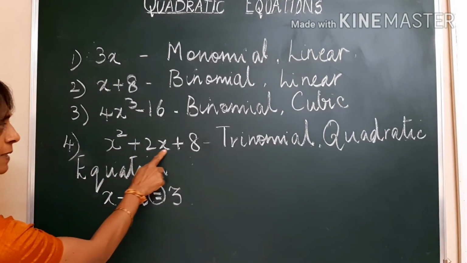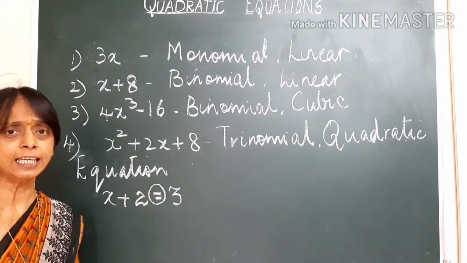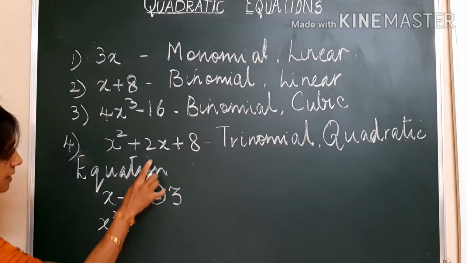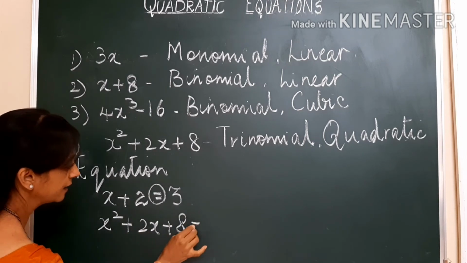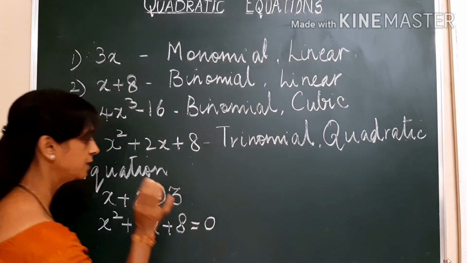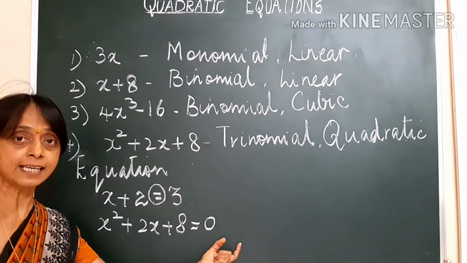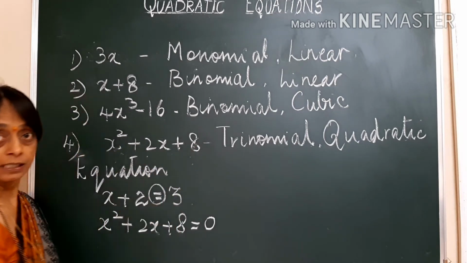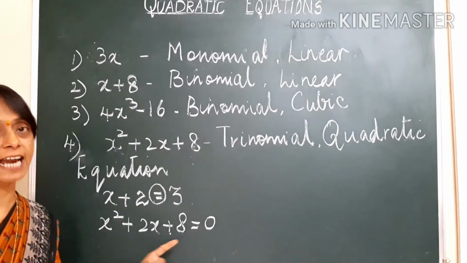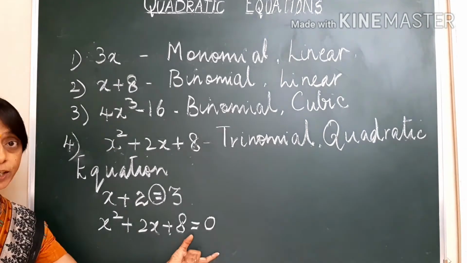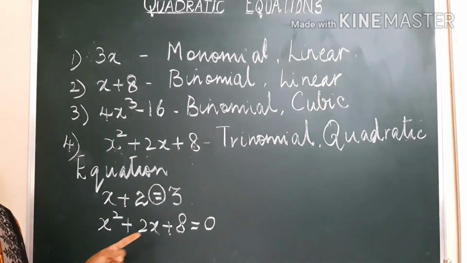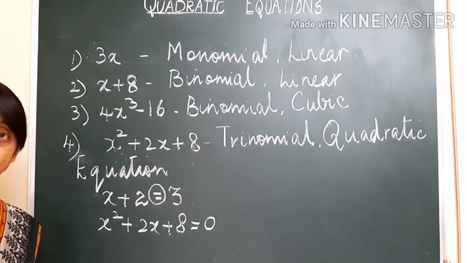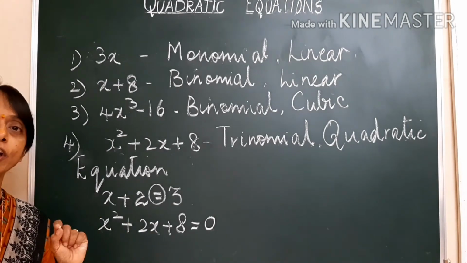Let's change the polynomial x squared plus 2x plus 8 into an equation. So what do we insert? We insert an equality symbol. x squared plus 2x plus 8 is equal to 0. So you have a left hand side, you have a right hand side of what? Of the equality symbol. So the quadratic polynomial is converted into a quadratic equation. So what is a quadratic equation? It contains an equality sign and the highest degree of the variable is 2. A quadratic equation involves a quadratic polynomial.